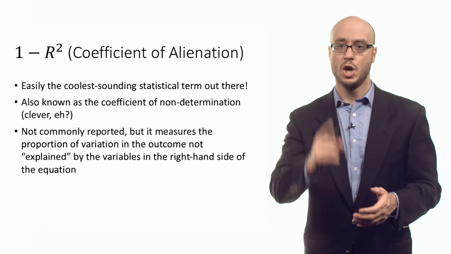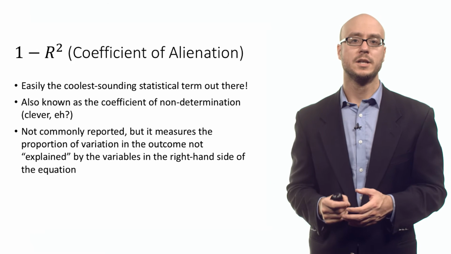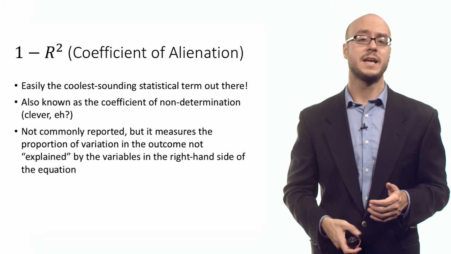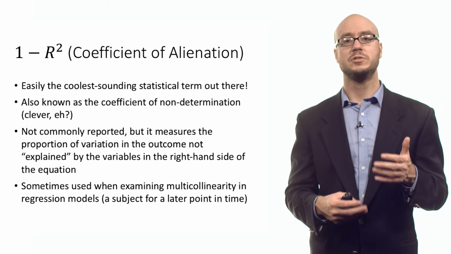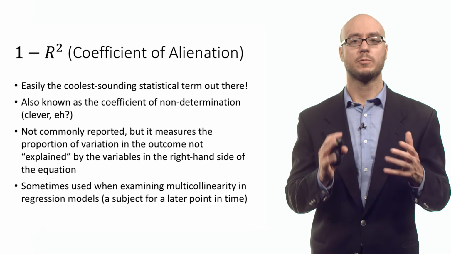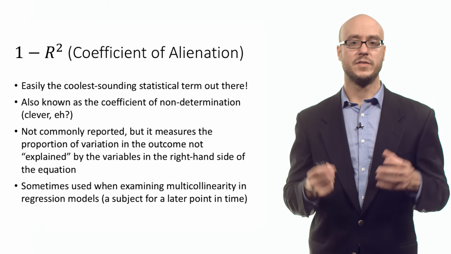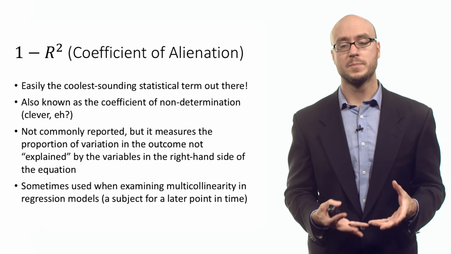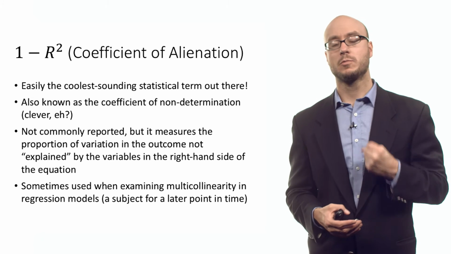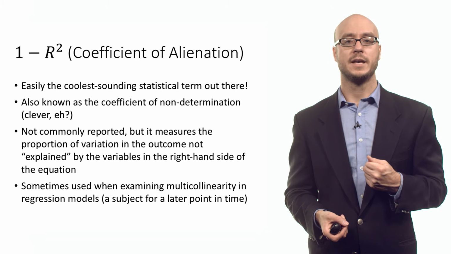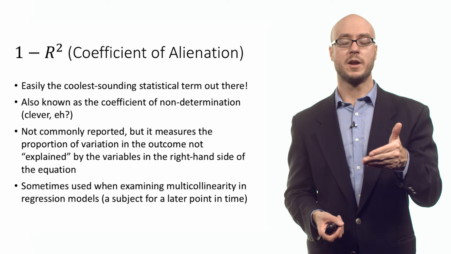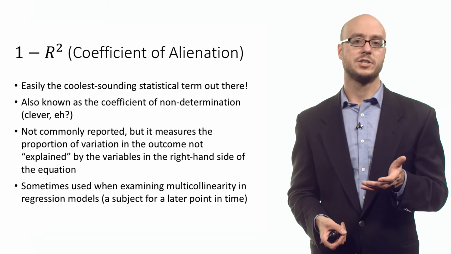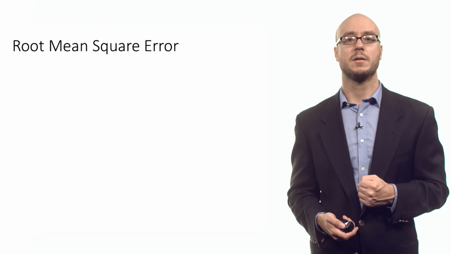In a simple linear regression model, we have one input variable, one x variable. So it tells us how much variation in our outcome is not accounted for by this x variable. Sometimes it's useful for examining what we call multicollinearity in regression models. We will talk about multicollinearity near the end of the semester when we revisit regression analysis. For our purposes today, you can think of r squared as the proportion of the variation in our outcome accounted for by our model, the model sum of squares divided by the total sum of squares. And when you take 1 minus r squared, you get the proportion of the variation in our outcome that is not accounted for or explained by our model.